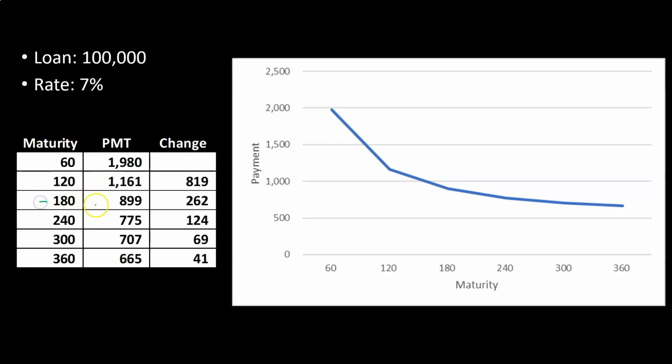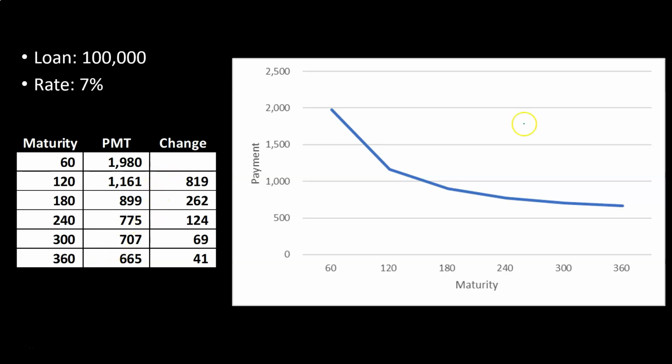And then if I go to 180 periods, at 7% on a $100,000 loan, the payment goes down to $899. If I go to 240 periods, at 7% and 100,000, the payment goes down to 775. If we go to 300 months, the payment goes down to 707, same rate, same loan amount. And then if we go to 360, which is the 30-year, at 7% and 100,000, we've got a payment amount of 665.